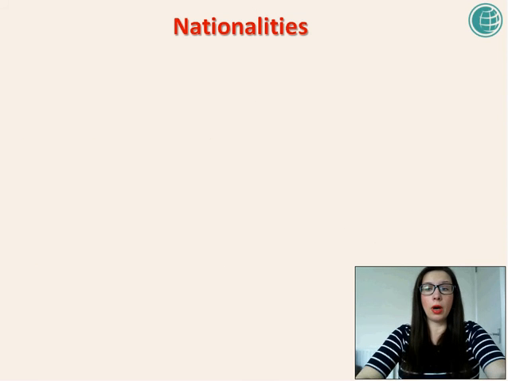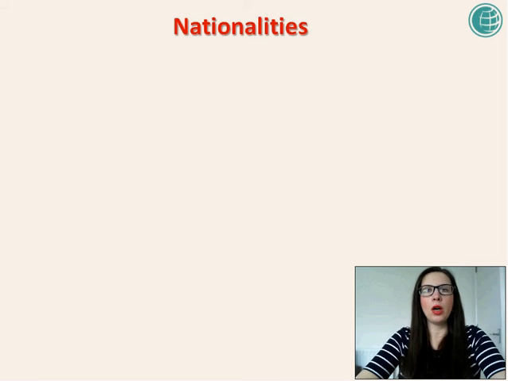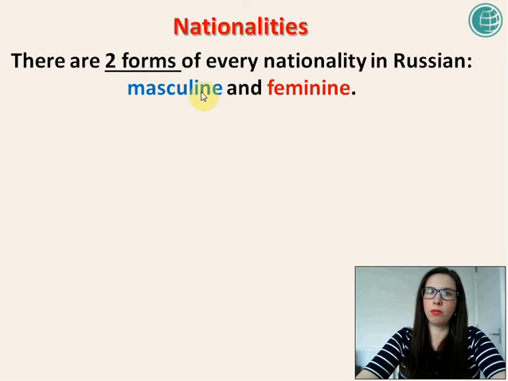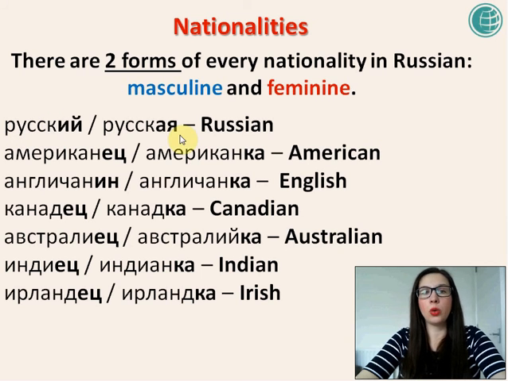Now let's talk about nationalities. How to say I'm Russian, I'm American, etc. In the Russian language, there are 2 forms of every nationality. One form is masculine and one form is feminine. Русский, русская means Russian. Я русская, or он русский, he is Russian. Американец, американка, American.